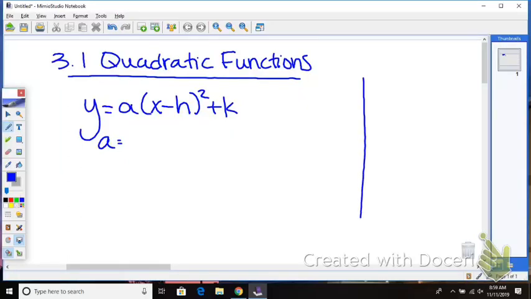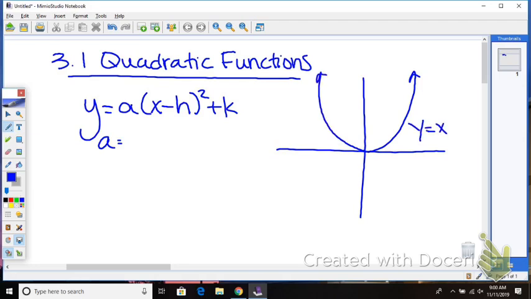A quadratic function looks like this. What is the name of that graph? Do you guys remember? Parabola. A parabola has a vertex at (0, 0) and is a smiley face originally.